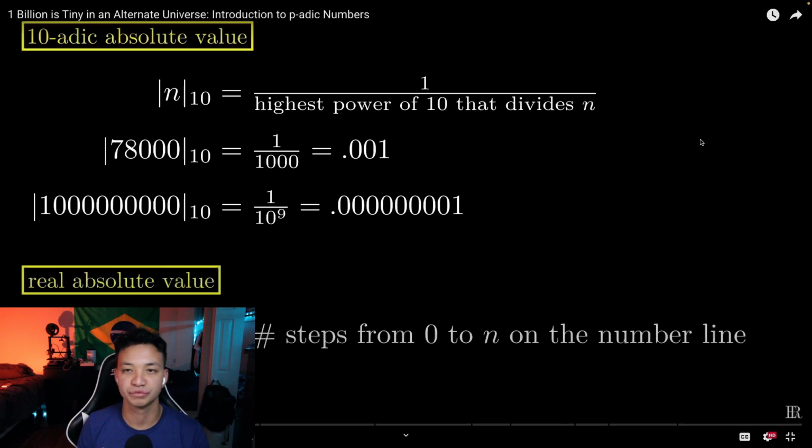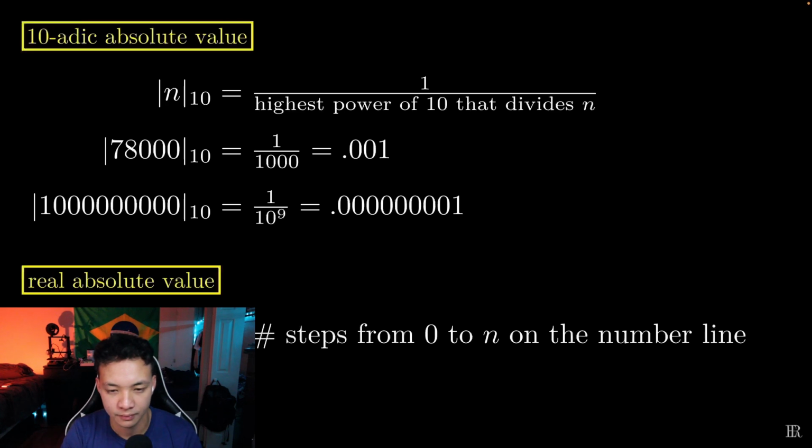So, yeah. The usual absolute value, which corresponds to distances on the number line, gives us one way to define the size of a number. The 10-adic absolute value gives us a different way. In each setting, numbers whose sizes are close to 0 as real numbers are, by definition, small in that setting.